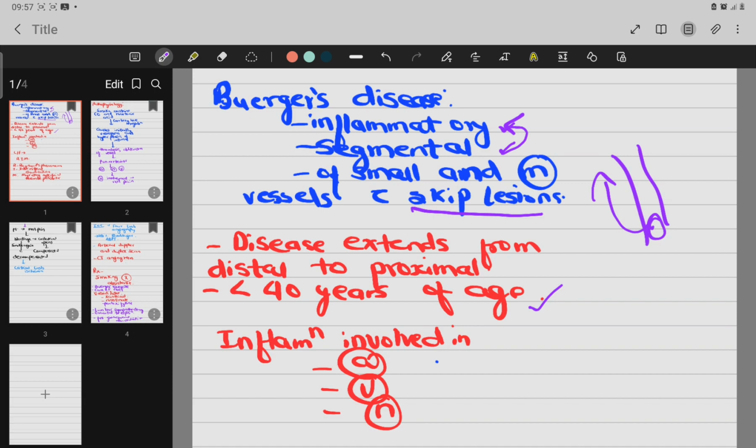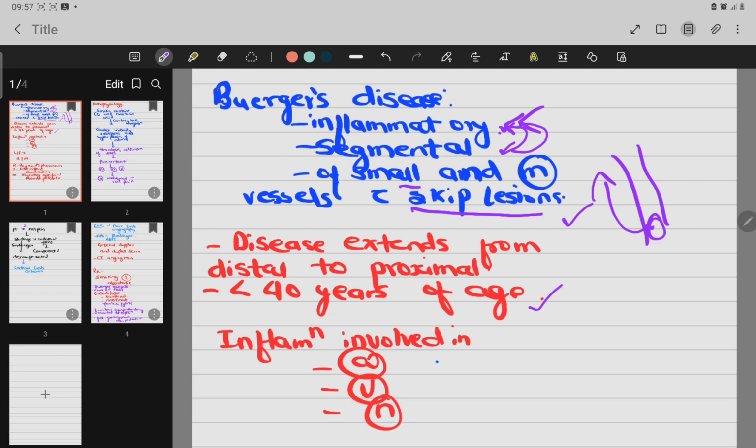Defining Buerger disease first, it is an inflammatory segmental involvement of small and medium-sized vessels with ischemic lesions. In a definition, we have to contain these three things: inflammatory segmental involvement of small and medium-sized vessels with ischemic lesions. That disease is called Buerger disease.